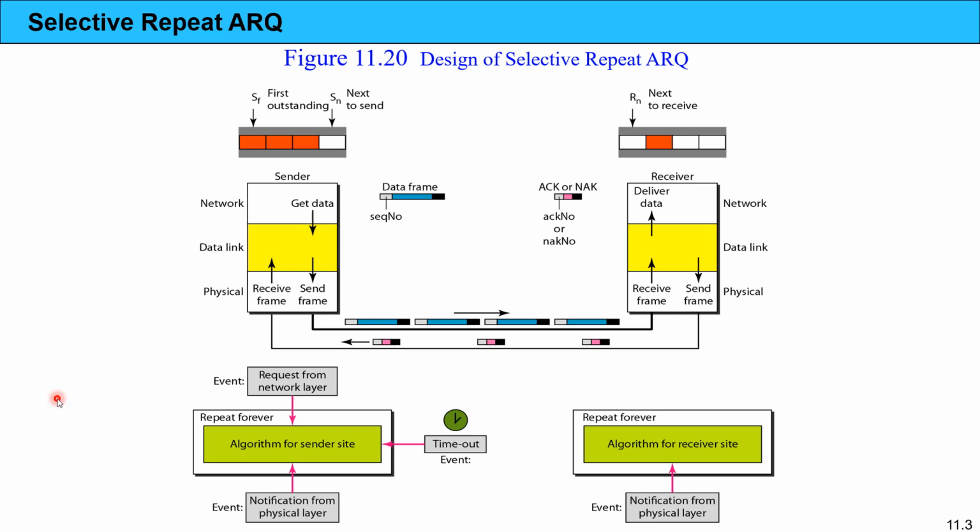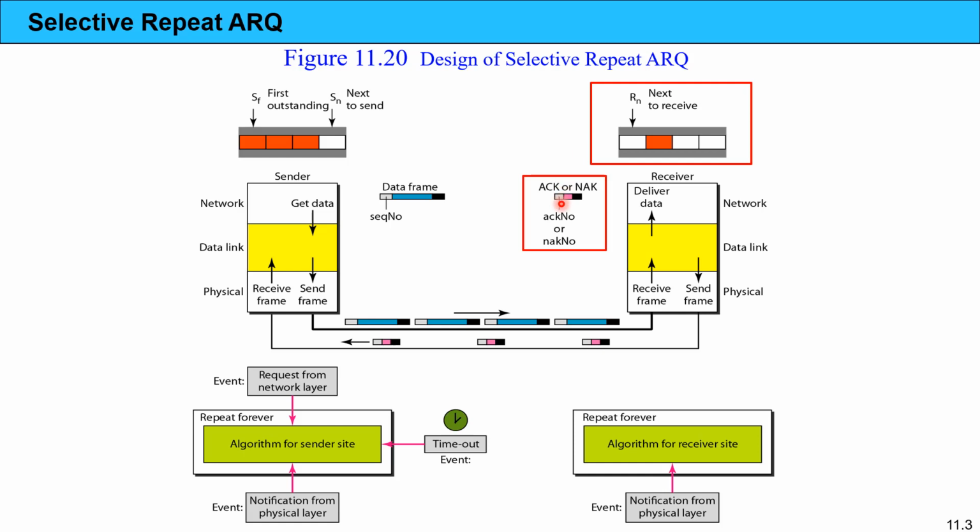This is the design of selective repeat. In this case, it's similar to go back N. We have 3 events at the sender, 1 event at the receiver. I send the data and wait for the acknowledgement. But now the send or the receive window size is 2 to the power n minus 1, not 1 like go back N. This is the first difference.